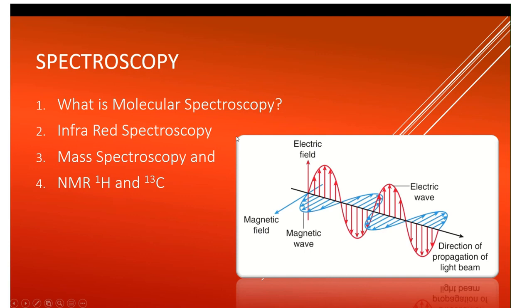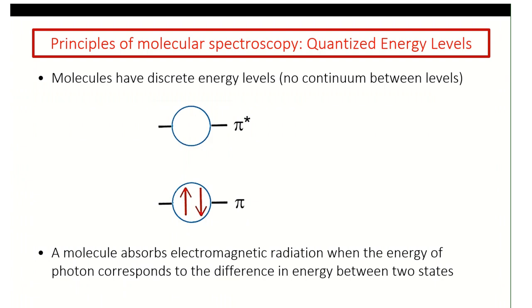Today we focused on spectroscopy, and we've been asking ourselves what exactly is molecular spectroscopy. We'll be focused on three types of this spectroscopy: infrared or vibration spectroscopy, mass spectroscopy, and nuclear magnetic resonance.